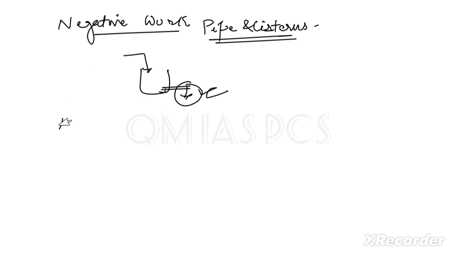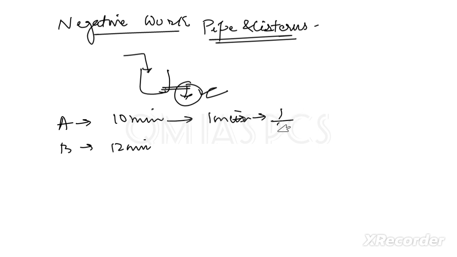Like if I say pipe A is used to fill the complete tank in 10 minutes, and pipe B takes 12 minutes to fill that tank. So in 1 minute, how much part will it fill? In 1 minute pipe A will fill 1 by 10 part. You can write it as a percentage also, 1 by 10 multiplied by 100, that means 10 percent. Sometimes percentage is easier, it is completely your convenience, so you choose what you want. For pipe B, in 1 minute we will complete 1 by 12 part.